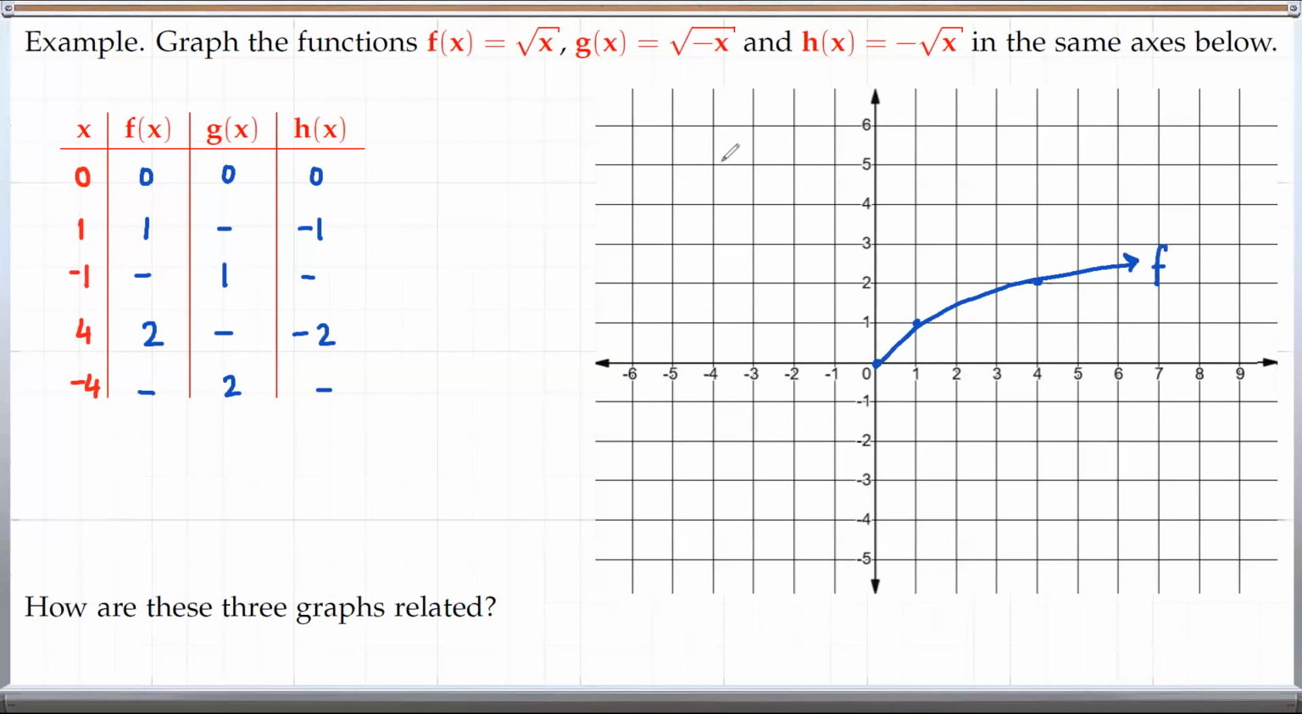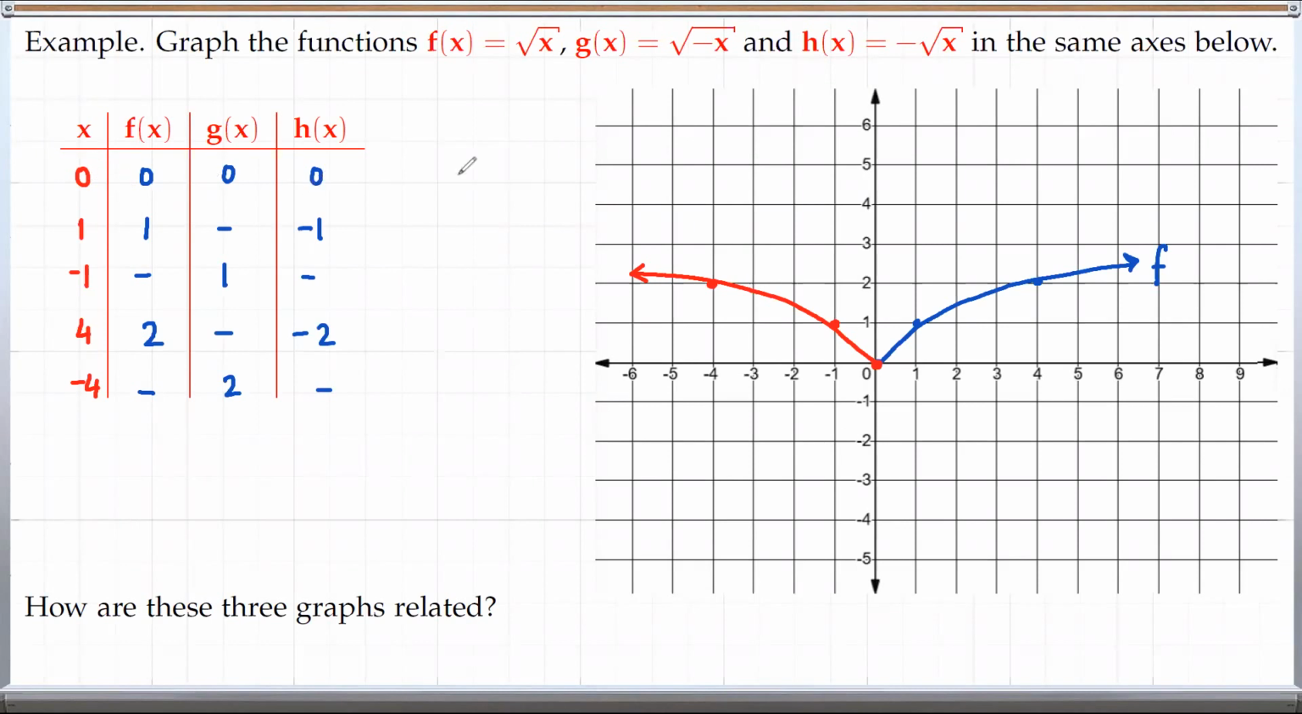Next, let's try to draw the graph of g. When x is 0, y is 0, it must go through the origin. When x is negative 1, y is 1 over here. When x is negative 4, y is 2 over here. So the graph must look like this one. Something like this.